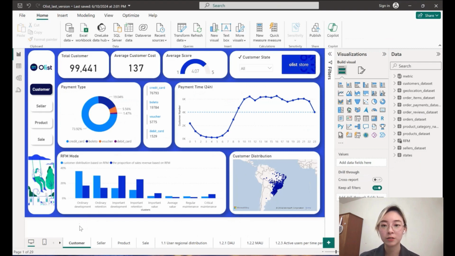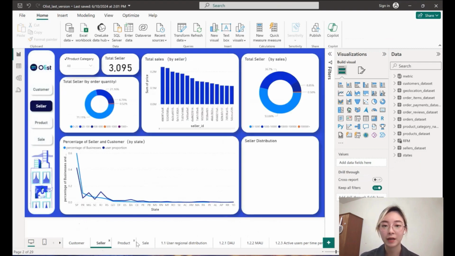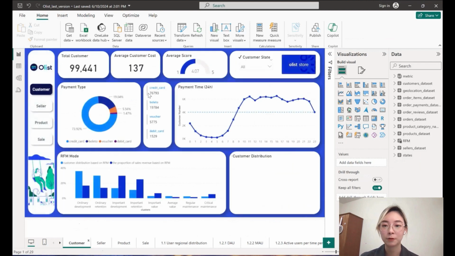Next, I will introduce to you the data dashboard and some customer analysis questions. We created 4 data dashboards using Power BI, combining all the charts into these 4 dashboards. These dashboards are divided into 4 parts: customer analysis, seller analysis, product analysis, and sales analysis.